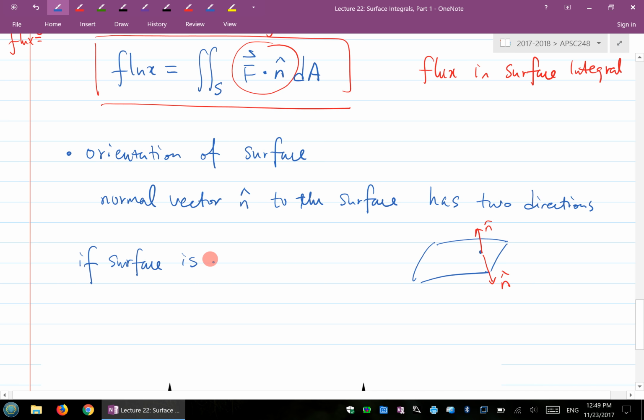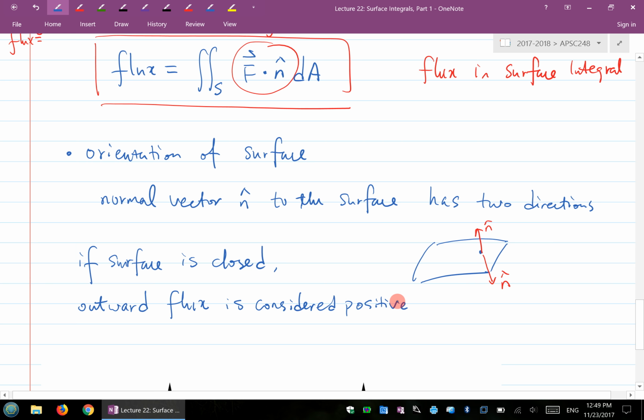If a surface is closed, basically that means if you have a sphere, for example, that's a closed surface. Or if you have a half sphere with the bottom on the xy plane, for example, that's also a closed surface, right? So it consists of 2 surfaces. Now, if they're closed, then here we have a convention. We say that the outward flux is considered positive.